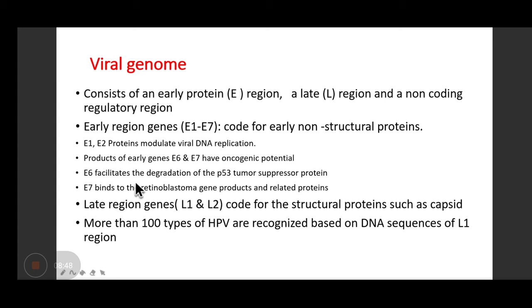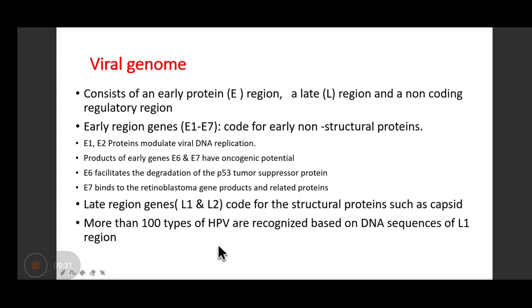And the E6 gene facilitates the degradation of the p53 tumor suppressor protein. So we have this tumor suppressor protein, which is a tumor suppressor gene. It will cause degradation of this particular gene, so it will facilitate the oncogenic potential of the virus. And E7 binds to the retinoblastoma gene products and related proteins. This is how it is responsible for cancer, basically. Then the late region genes, L1 and L2, code for the structural proteins.